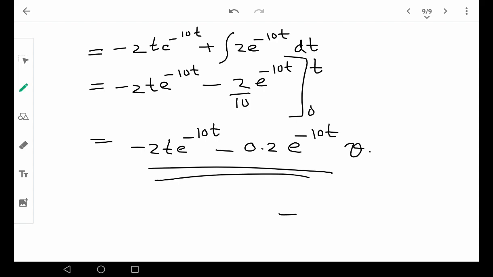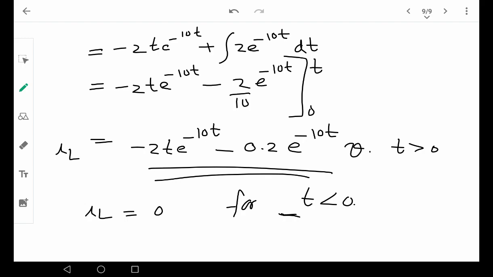This is for t greater than 0, and obviously for t less than 0, this is IL, and IL equal to 0 for t less than 0. Okay, that's how you have it.